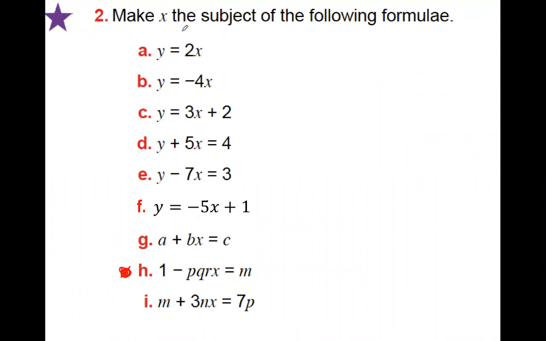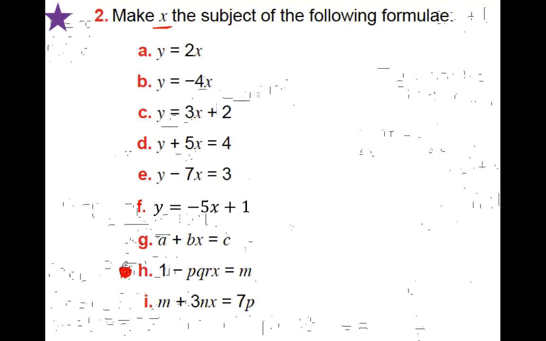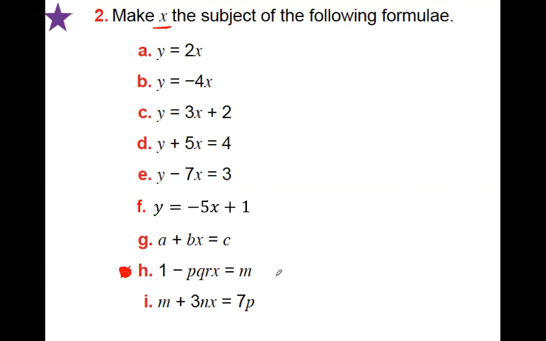So first of all, what are they asking me? Make X the subject. To make X the subject, this is how I'm going to do it. First of all, I want X to be positive. It's on the left-hand side. You might argue, why don't you leave it where it is just now? I like everything to be positive though. It makes life so much easier.